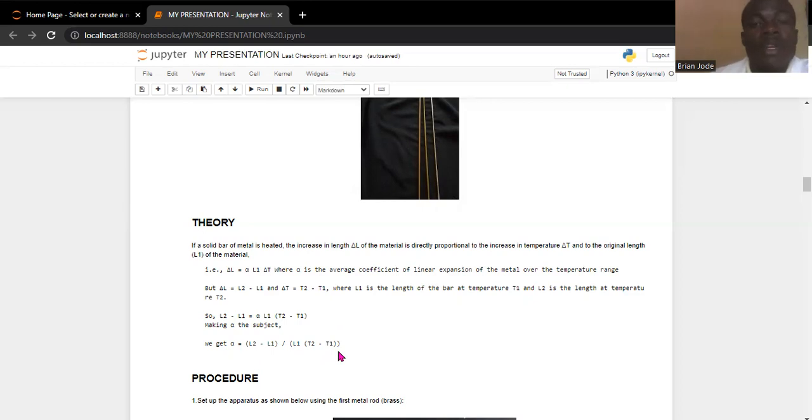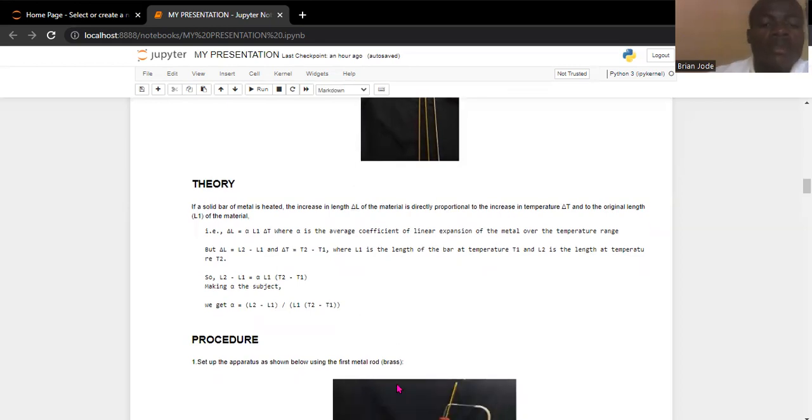It's also good to write programs that will execute the expansion. That is, you can use a program in Python that will calculate the expansions and also other tasks that you will be asked to do. The procedure of this experiment is that we are first going to set up the apparatus using the first metal rod. You can start with brass, copper, or steel. For this, we are going to start with brass.